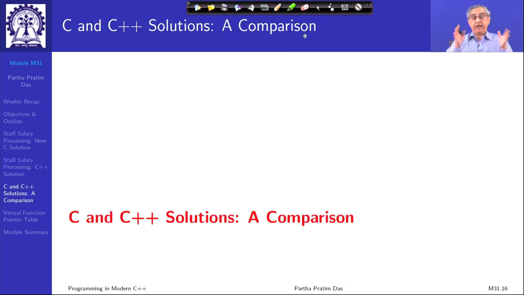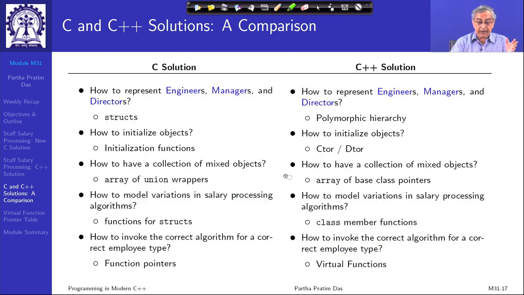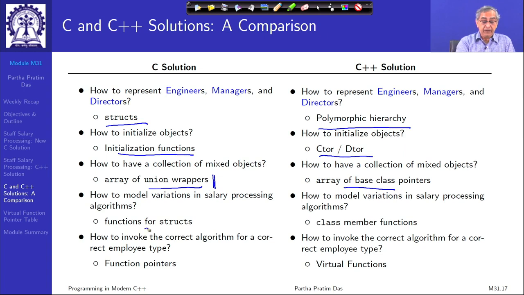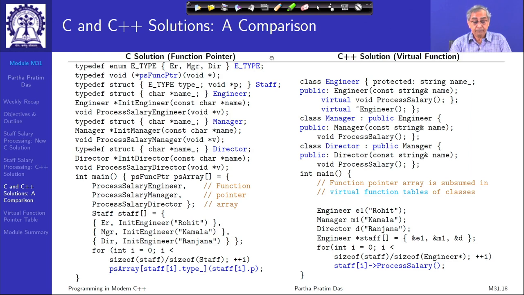Now, if we put them side by side to see how they really compare, this is in terms of their proposition: struct versus polymorphic hierarchy, initialization and release functions versus constructor and destructor, array of union wrappers versus base class pointers. We have partly been able to get rid of this. Functions for structure are replaced by class member functions, and we have function pointers in parallel to virtual functions, very similar in functionality. That is the focal point that I am trying to get you to. So, let us look at the solutions in parallel.